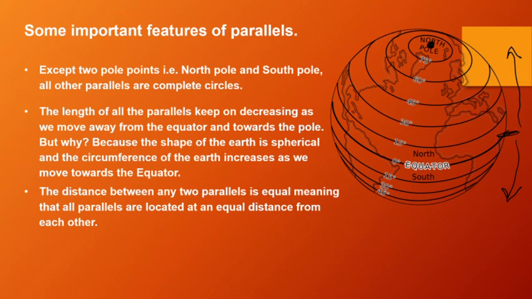See, if we take an example of this 0 degree and 15 degree, the distance between these two parallels is equal to the distance between 15 degree and 30 degree. Parallels neither touch nor cross one another. As the name says, parallels. That means they are not going to touch and they are not going to cross one another.